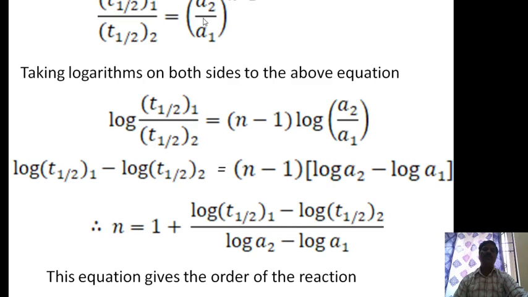Then we have to make the power common, which is n minus 1. Therefore we can write T half 1 divided by T half 2 equals a2 divided by a1, whole to the power of n minus 1. Taking logarithms on both sides of the above equation, you will get log of T half 1 divided by T half 2 equals, applying the logarithm power rule, n minus 1 times log of a2 divided by a1.